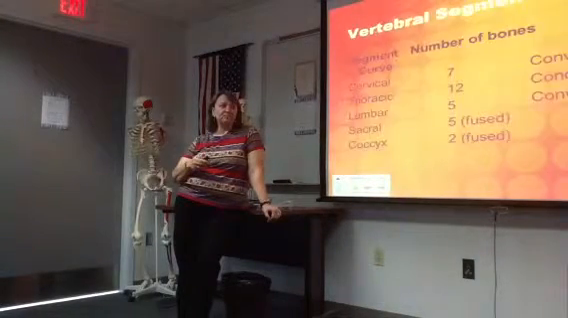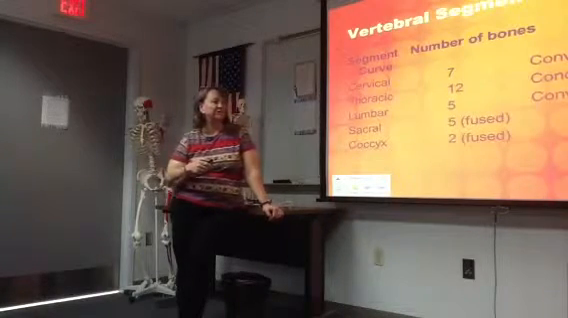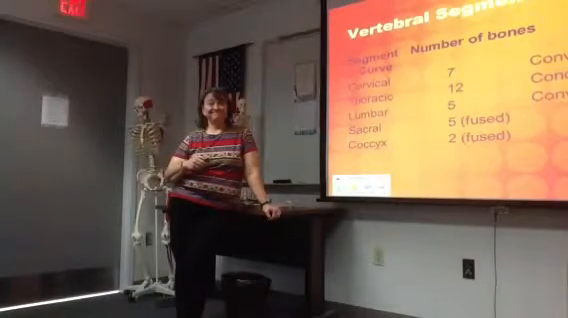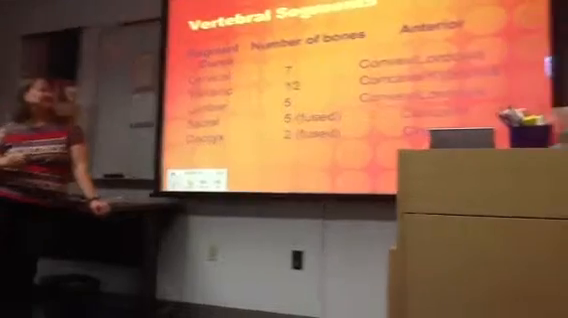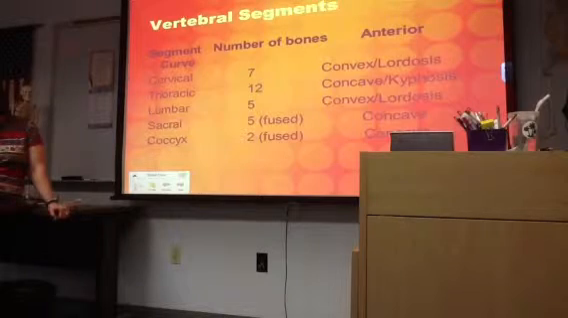Okay? All right, so let's talk about our vertebral segments. This should not be new information. If it is, we've got bigger problems than I thought. Okay, 7 cervical, 12 thoracic, 5 lumbar, 5 sacral, which are fused together, and then 2 coccyx. Some sources will tell you 1, but basically 2 coccyx, and they're fused. Okay.